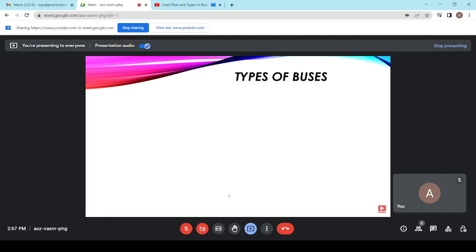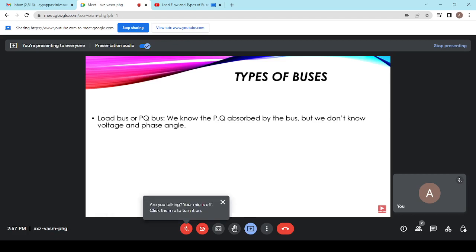Now, in our power system, we have different types of buses. Number one, we have the load bus or the PQ bus, and from its name, we know the P and Q, and from its name, we have a load. So it is a bus in which our load is connected, and we already know the active power and reactive power absorbed by this bus or absorbed by the load. However, we don't know the voltage and phase angle of the bus.